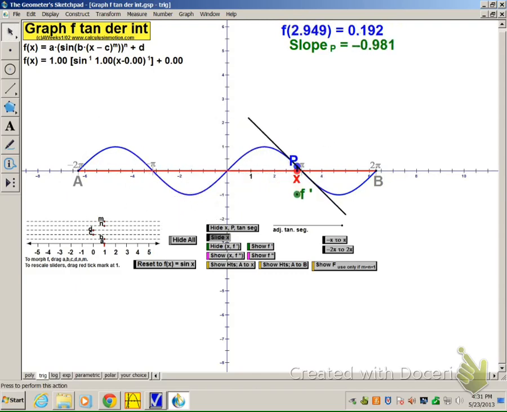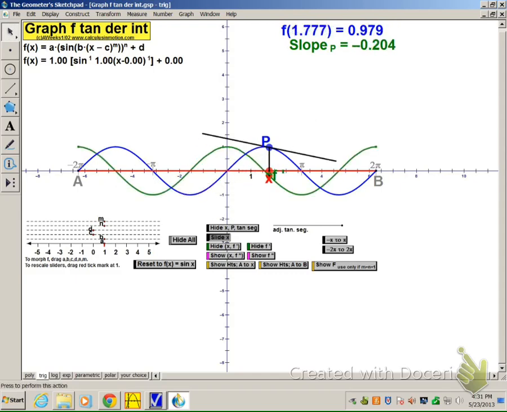Notice when that point P, or when the tangent line is horizontal, f prime hits the x-axis. And notice when f prime is negative, f prime is under the x-axis. And so if we draw the graph of f prime, we see that it follows the graph of y equals cosine of x. Well, we already knew that the derivative of the sine was the cosine. And there's a reason. So that's the goal here, that you understand the connection between the graph of f and the graph of f prime, and why the graph of f prime looks the way it does.